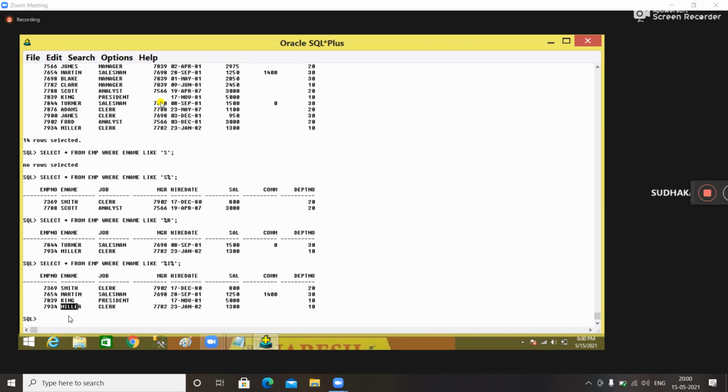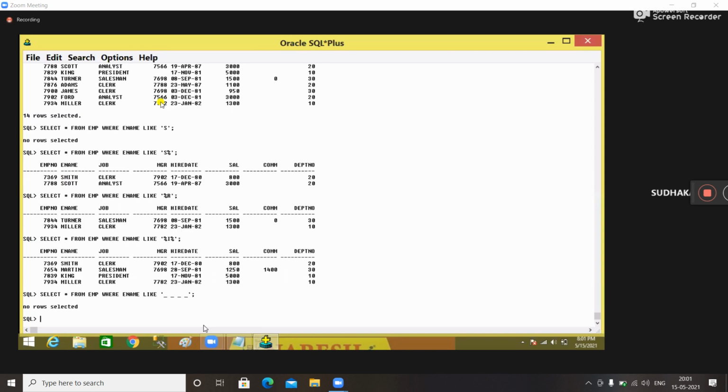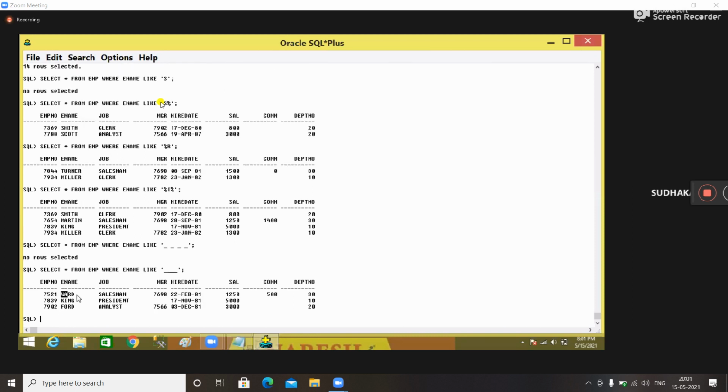Now, like, whose name has 4 characters? Four characters means 4 underscores: 1, 2, 3 and 4. But here observe, I gave 4 underscores, but between them I gave some spaces. Can you see the spaces I'm giving now? When you give spaces here, it does not show any result. So now don't give a space. Then 1, 2, 3 and 4, and don't put a space. Just go one by one, giving underscore, then 4 underscores, 4 characters. Now the results are Ward, King and Ford.